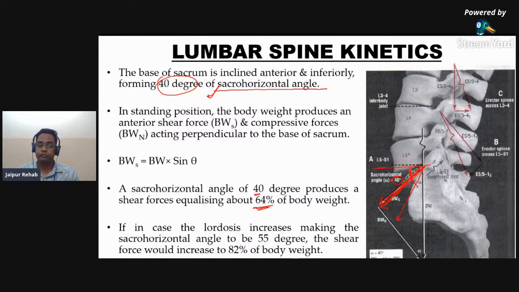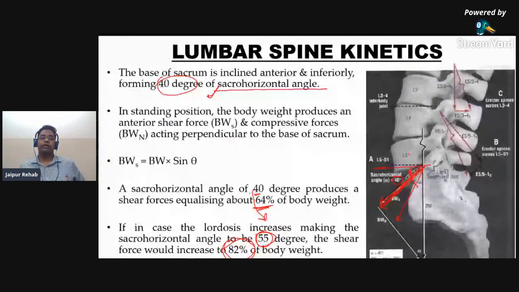Okay. Now in case the lordosis increases, making the sacro-horizontal angle 55 degrees, that is a 15 degree increase in the sacro-horizontal angle, the shear force would increase up to 82% of the body weight. राइट, मान लो अगर मेरा 100 kg वेट है तो almost 80 kg वेट के बराबर का फोर्स जो है it will be employed between your L5 and S1 अगर मेरा sacro-horizontal angle 40 डिग्री से बढ़कर के 55 डिग्री हो जाता है तो, राइट.